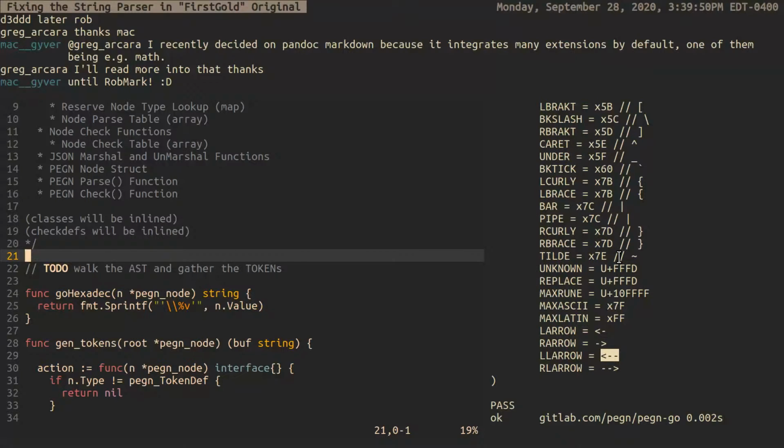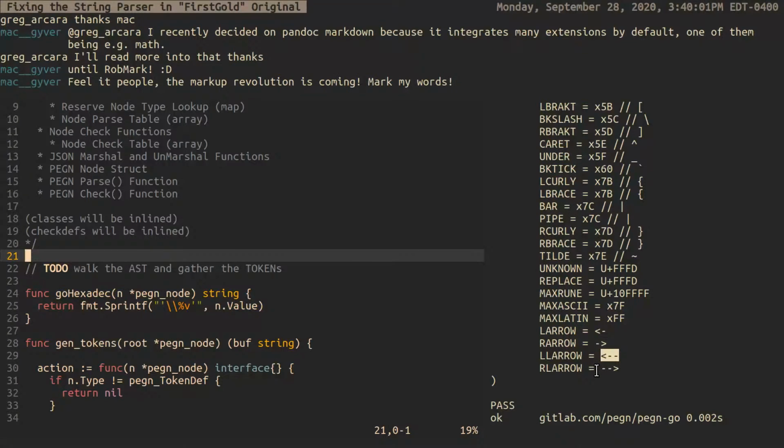So, all right, I'm going to call it a day. But yeah, next episode will be a little bit more conversion going on, and we're going to get to the point where we can actually generate an entire parser from scratch. Mark my words. I think it's upon us.